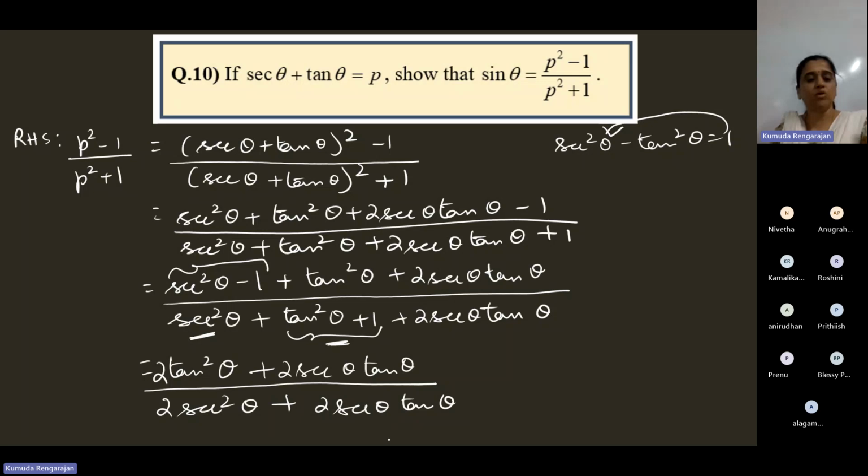Now what's common? There are only 2 terms in the numerator and 2 terms in the denominator. So what can you do with that? You can only take out the common factor. So what's common? 2 is common, tan theta is common in the numerator. In the denominator, 2 is common and secant theta is common. So do that.